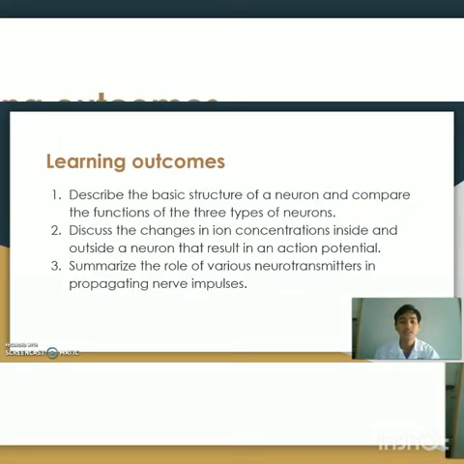So in our presentation, these are the learning outcomes that we have to achieve by the end. First, we must be able to describe the basic structure of a neuron and compare the function of three types of neurons. Second, we will be able to discuss the change in ion concentration inside and outside a neuron that results in an action potential. Third, summarize the role of various neurotransmitters in propagating nerve impulses.